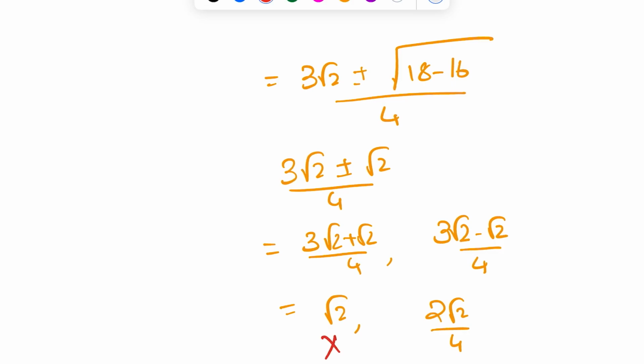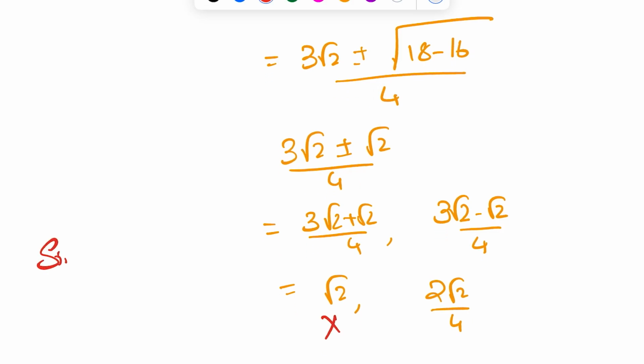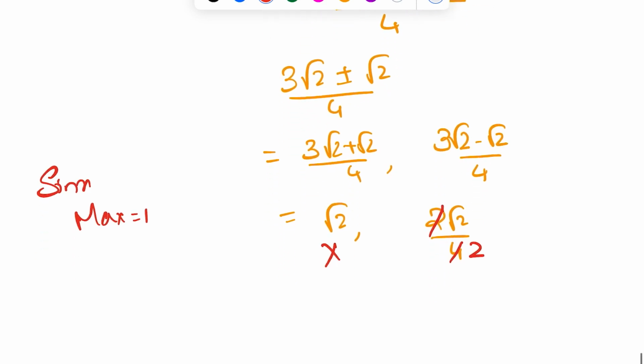Root 2 is not possible because sine's maximum value is going to be nothing but 1. So square root of 2 is greater than 1. It's not possible. So therefore sin x equals root 2 upon 2. So x equals sine inverse of root 2 upon 2. Its value is going to be pi by 4. And we can see that this pi by 4 is lying between 0 and pi by 2. That's going to be the answer.